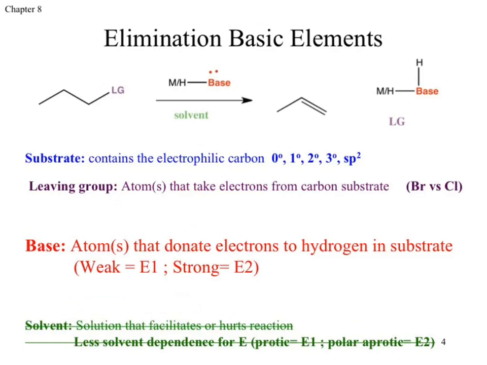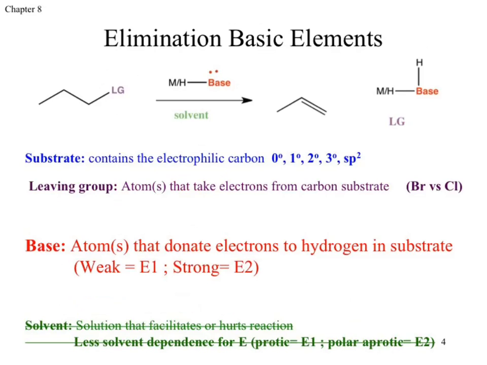So our basic elements within the elimination, you'll notice that we have a lot of very similar things. We've got substrate, whatever's containing our leaving group. We're going to have our leaving group, which also has to leave. In the case of this chapter, our leaving group is going to be any one of the halogens. Why? We're looking at the alkyl halide reactivity, so it makes sense that we're looking at those halogens.